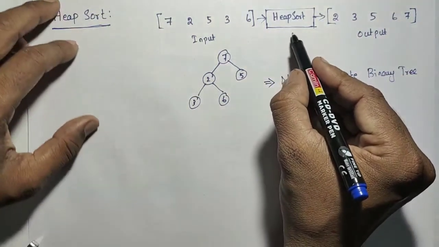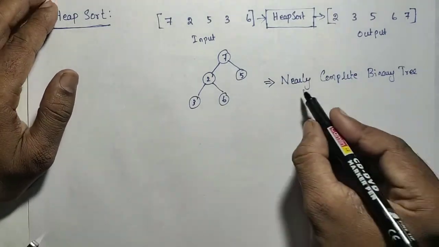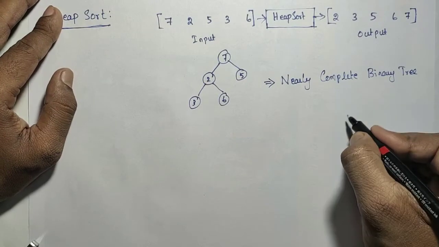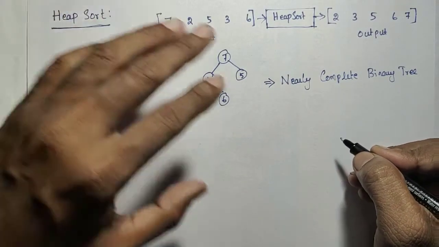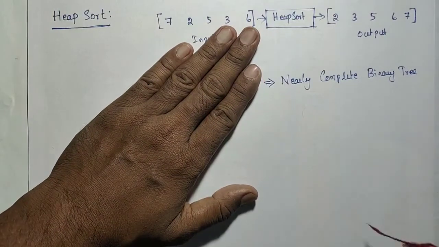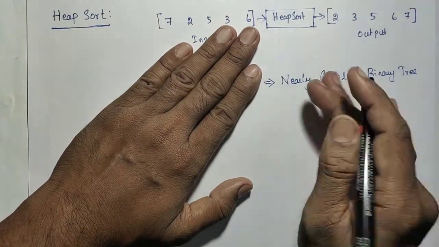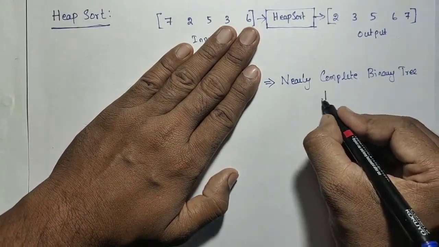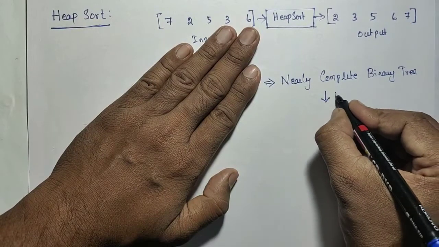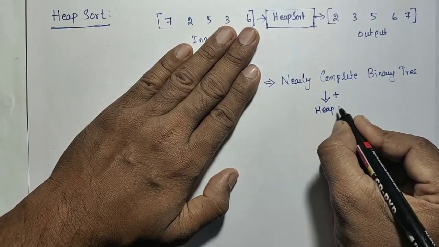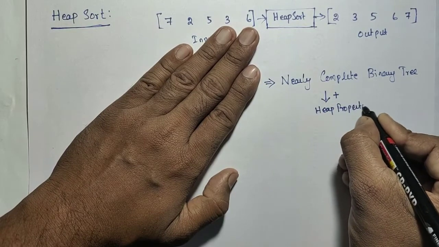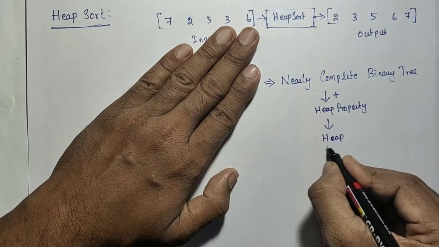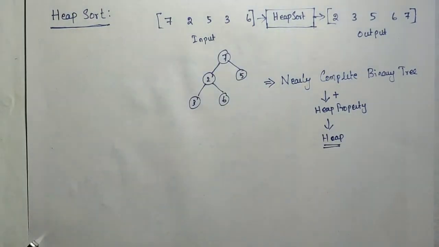For applying the heap sort algorithm, a simple step is that the nearly complete tree has to be converted into a heap. How can we convert that into a heap? It is already nearly complete, so I only need to add the heap property. If I add the heap property, we will get the heap. The heap will be used for sorting the elements.